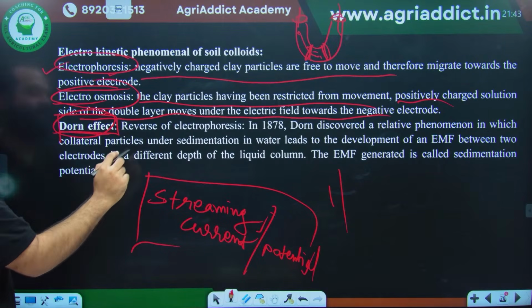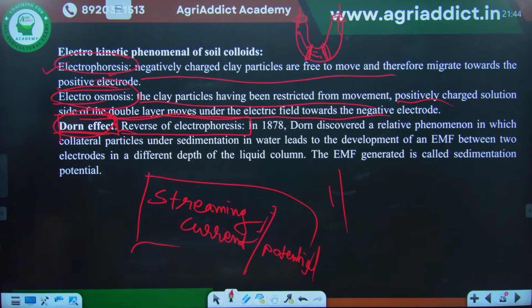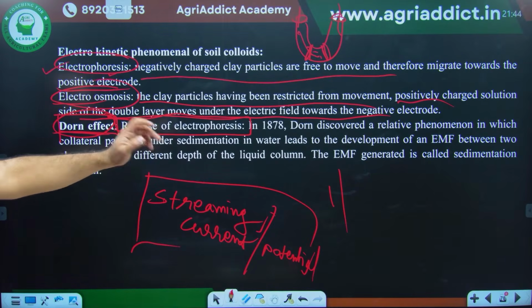This Dorn effect is nothing but the reverse of electrophoresis. This is a very important part. I think all this has been covered in the master course. Who are the master course students? You know already. So this is the reverse of electrophoresis.